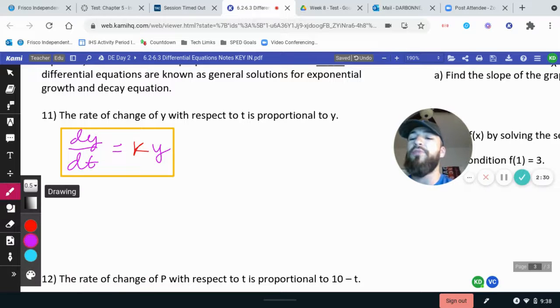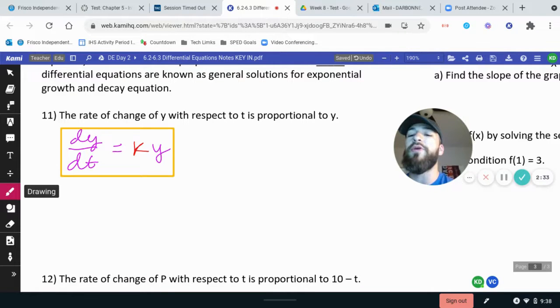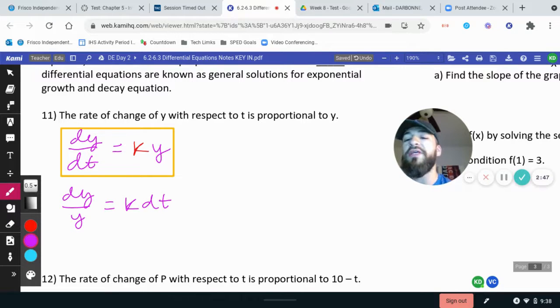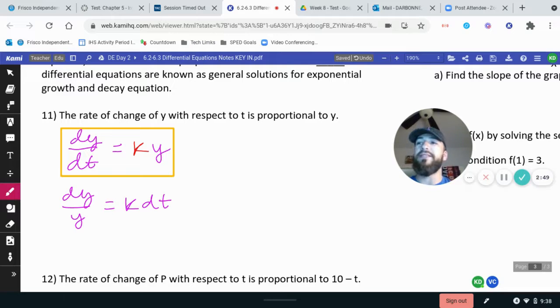So separate, separate, integrate, integrate. You might notice that we're using dt instead of dx. That's okay. It works the same way. So I can divide the y over, and on the other side, I'd get k dt. Okay, so a couple things. First thing, notice k is a constant. It's not a variable. K is a constant, so keep that in mind. So this is a constant times dt.